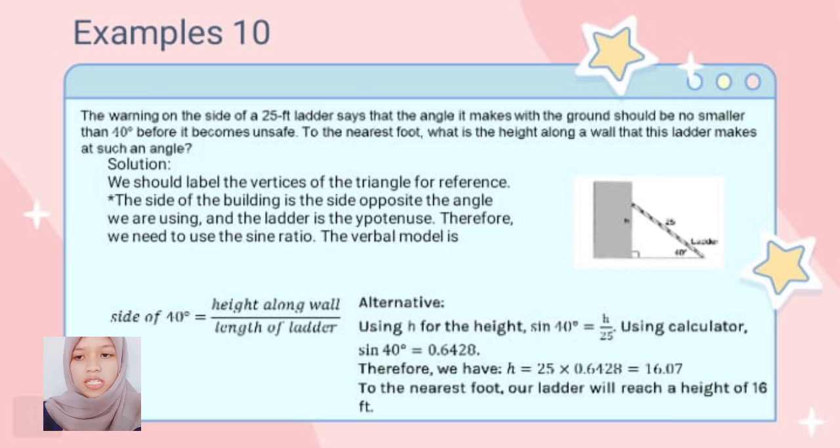We should label the vertices of the triangle for reference. The side along the building is the side opposite the angle we are using, and the ladder is the hypotenuse. Therefore, we need to use the sin ratio, and the verbal model is sin of 40 degrees equals height along wall over length of ladder. Using h for height, sin 40 degrees equals h per 25. Using a calculator, sin 40 degrees equals 0.6428. Therefore, h equals 25 times 0.6428 equals 16.07. To the nearest foot, our ladder will reach a height of 16 feet.